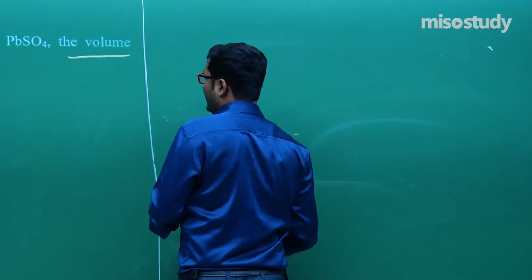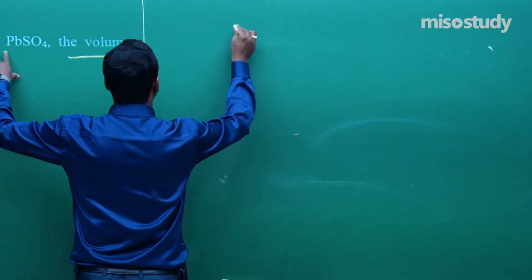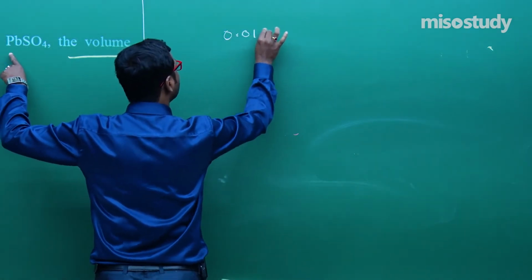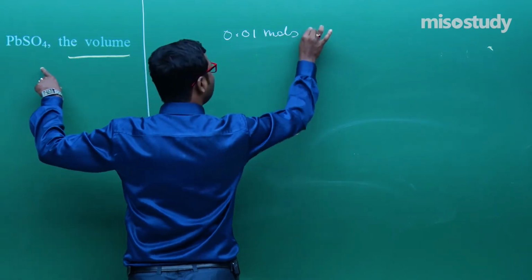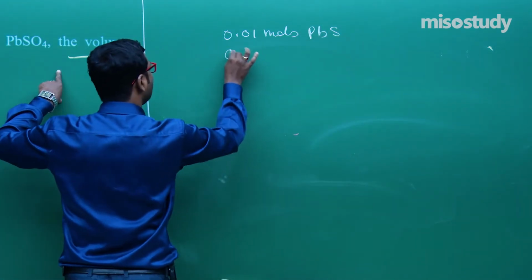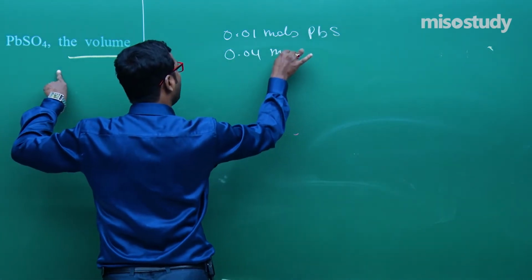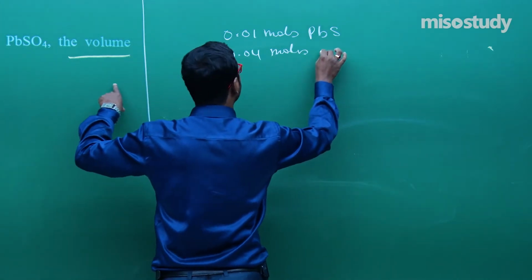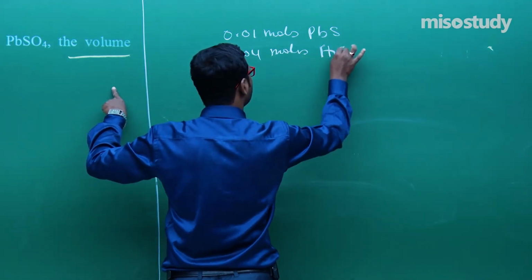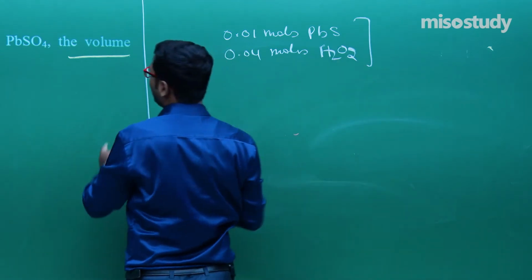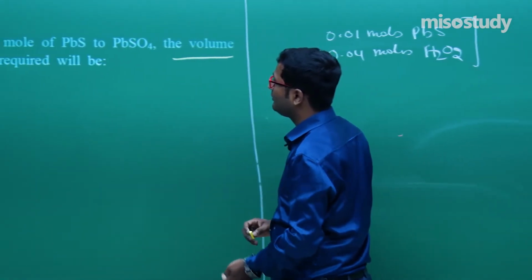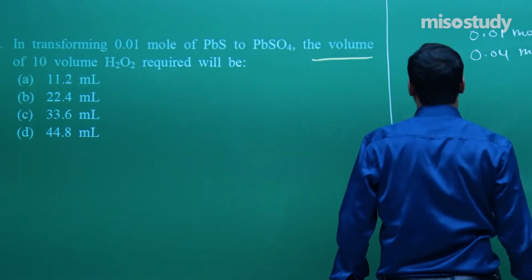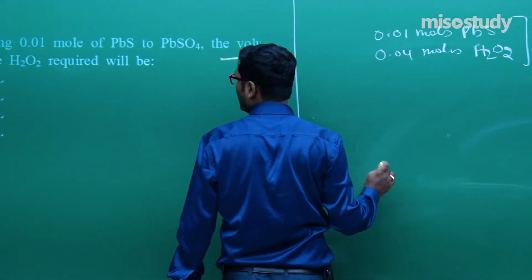We have 0.01 moles of PBS, which requires 0.04 moles of H2O2. This is the question: the volume of 10 volume H2O2 required will be for 0.04 mole.